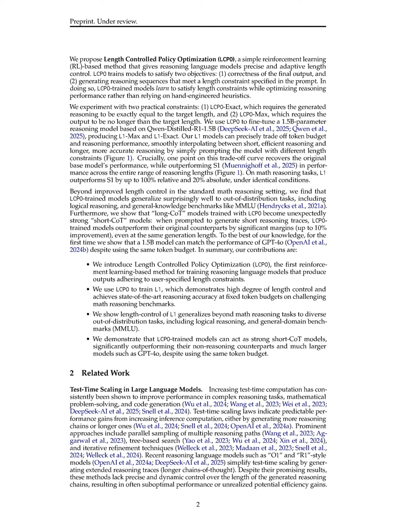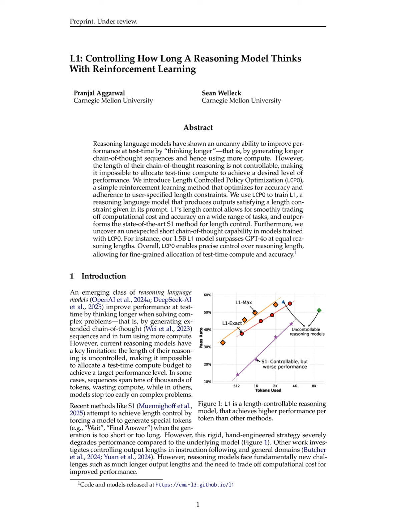An illustrative example of how length-controlled policy optimization (LCPO) alters the reasoning process compared to traditional methods can be seen in the way it handles output length constraints. For instance, consider a math problem where the model is prompted to generate reasoning for a solution with a target length of 1024 tokens. Traditional methods like S1 might truncate the reasoning mid-process if it exceeds the token limit or insert a special token to continue, which can disrupt the logical flow and lead to inaccuracies.